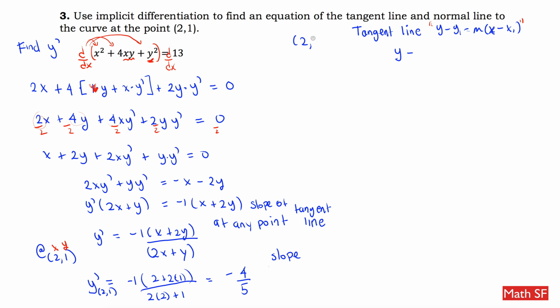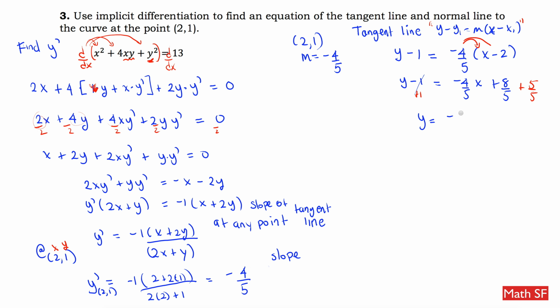Just going to remind you that this is the point (2, 1) with a slope of -4/5. So it's going to be y minus 1 equals -4/5 times (x minus 2). Let's isolate for y here. I'm going to distribute this, so it's going to be y minus 1 equals -4/5 x plus 8 over 5. Now I'm going to add 1 to each side. But plus 1 is like having plus 5 over 5. So this will be y equals -4/5 x plus 13 over 5.